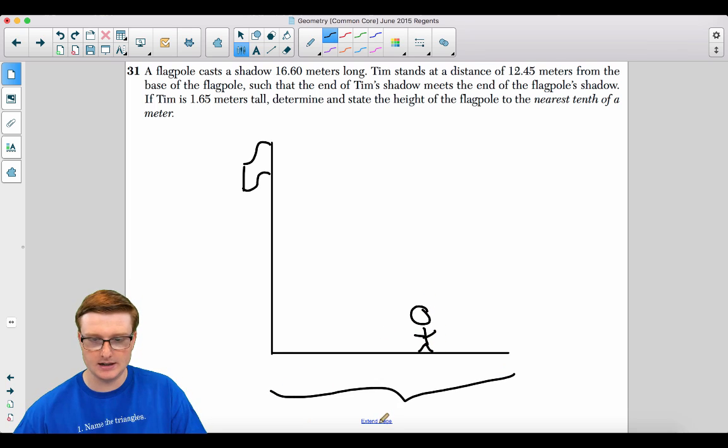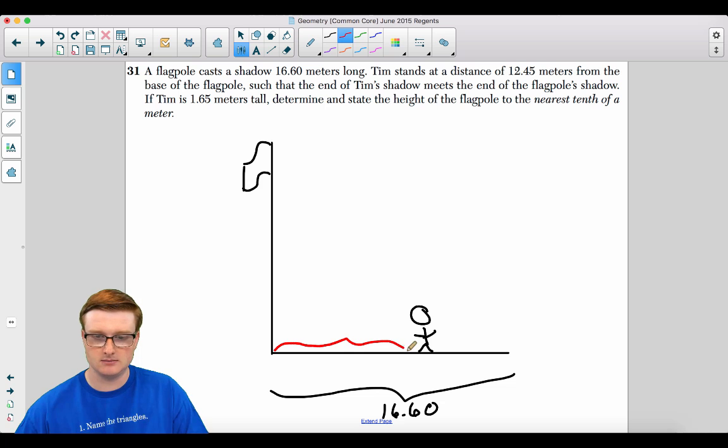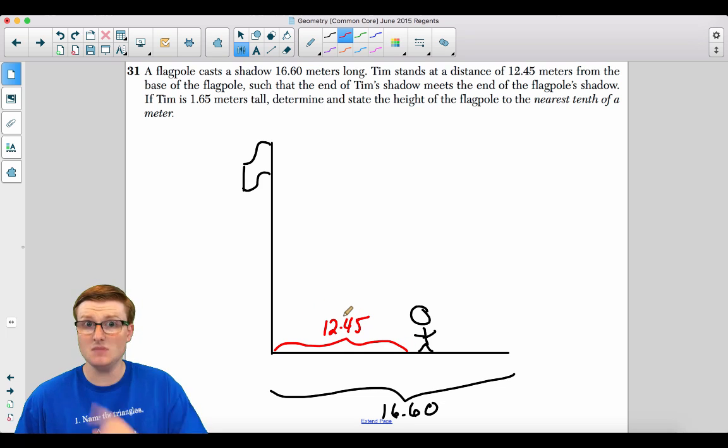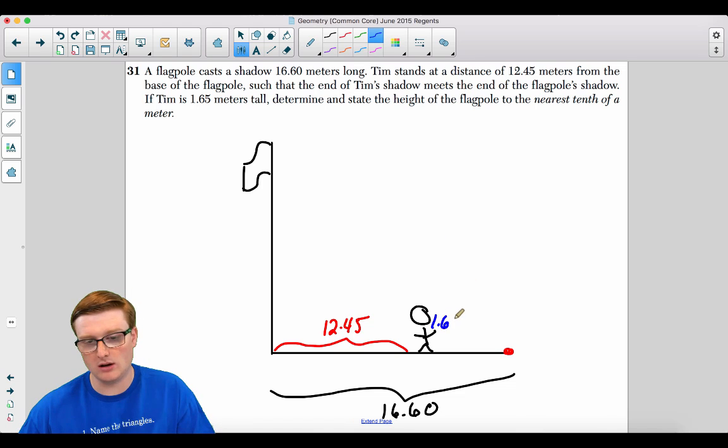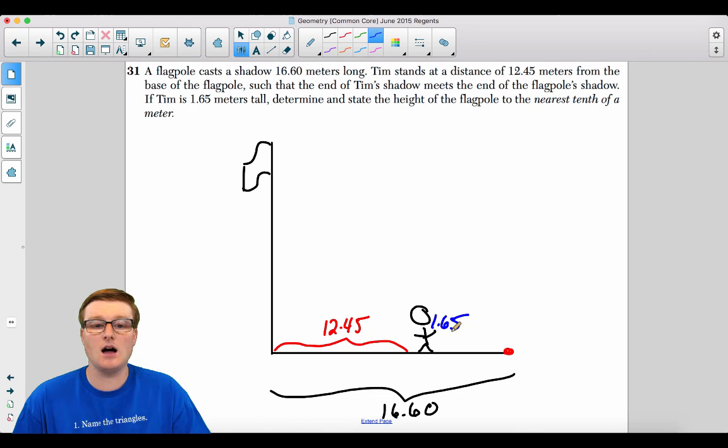This over here is 16.60 meters long, and Tim stands at a distance of 12.45 meters from the flagpole. And his shadow touches this point. Perfect. And Tim is 1.65 meters tall. Great. It says determine and state the height of the flagpole to the nearest tenth of a meter.